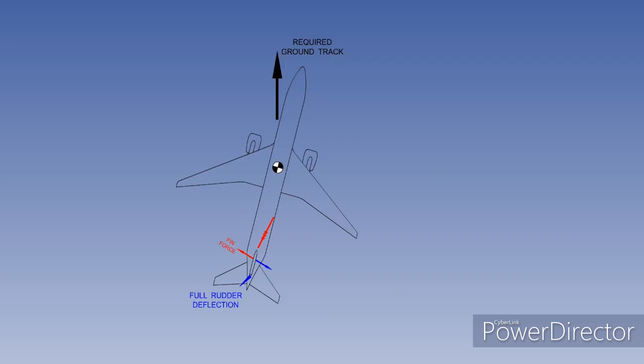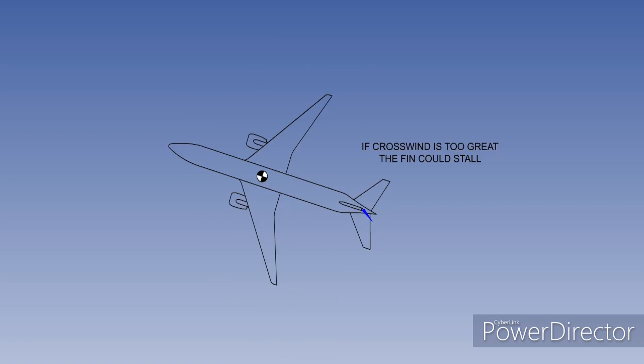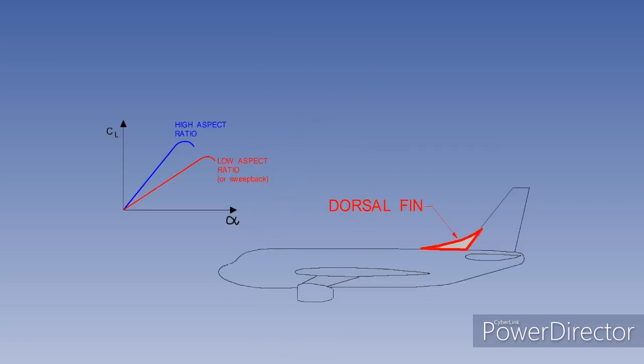As with all aerofoils, the fin has a critical angle of attack, the angle of attack at which it will stall. If the side slip angle is too large, the fin could stall. In this example, we are considering a large crosswind gust. Fin stall must be prevented. The designers can increase the stalling angle of the fin by sweeping the fin backwards, or by decreasing the aspect ratio of the fin by fitting a dorsal fin.